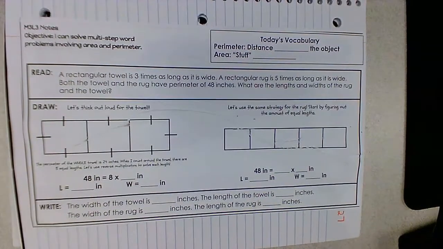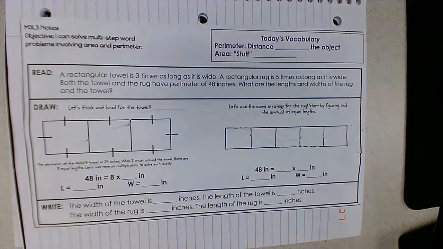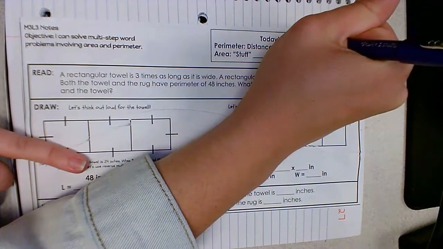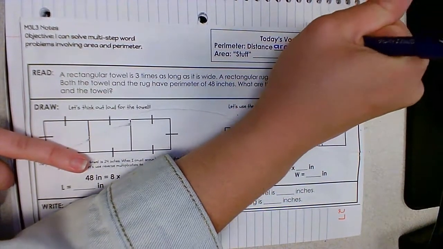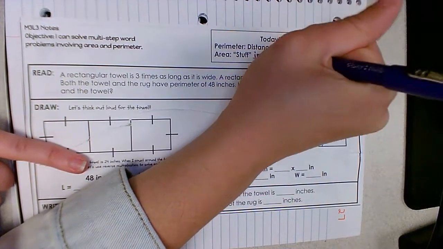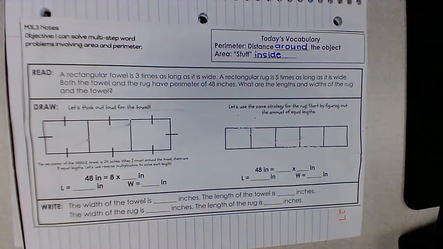Now we're going to flip our spread over so you're on the next page number, and we're going to solve for another multi-step word problem. Remember that perimeter is the distance around the object, and the area measures all of the stuff that's inside. Our last problem was a problem that had to do with perimeter. So let's see what this problem is having us work on.